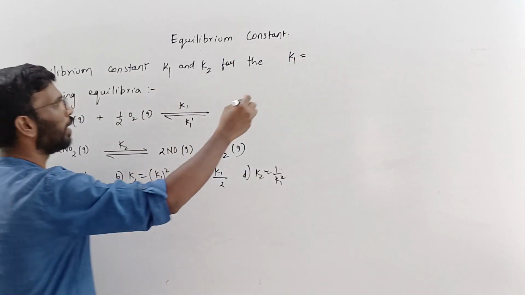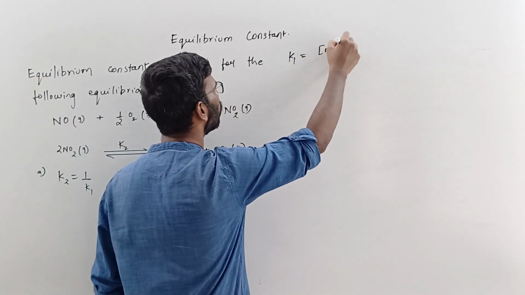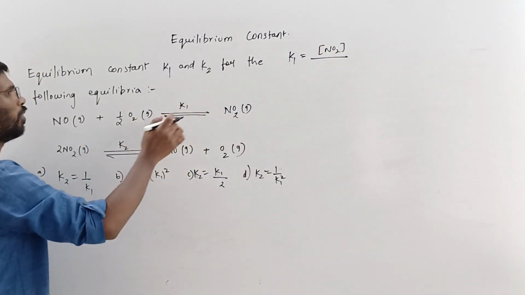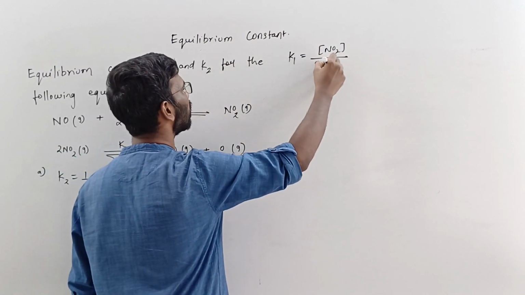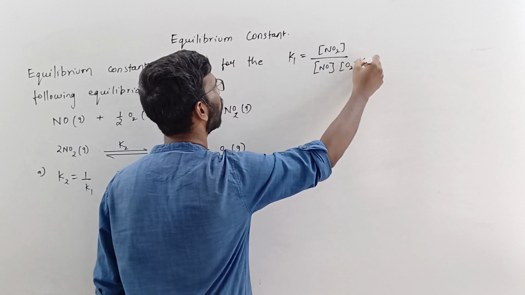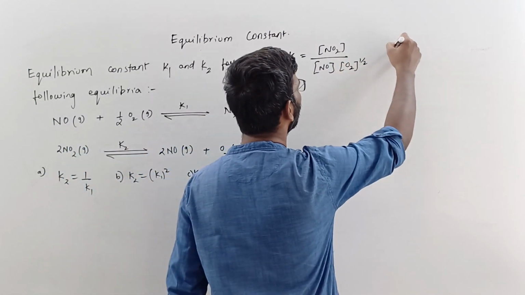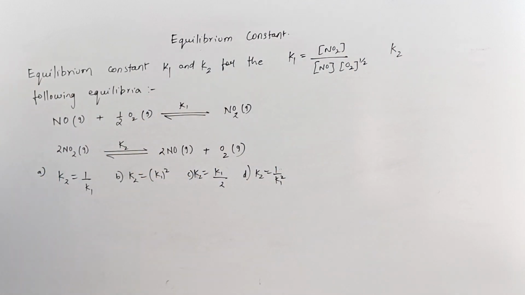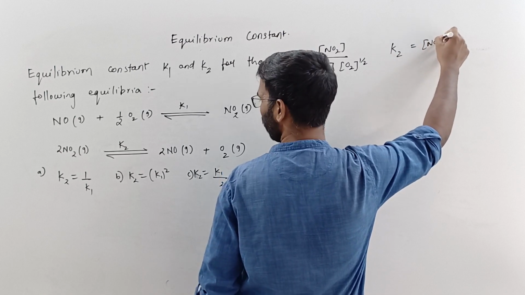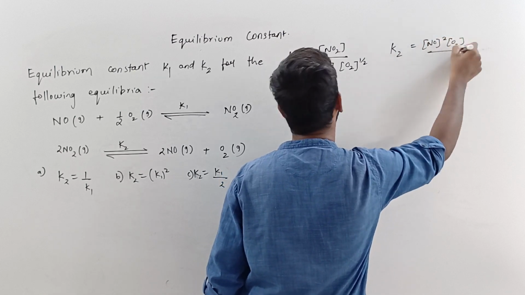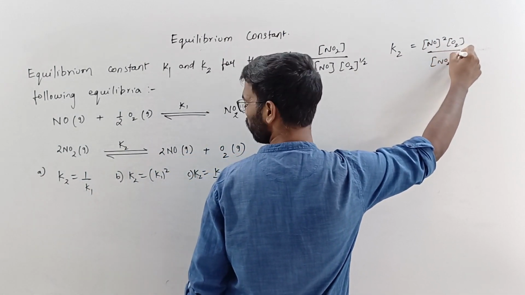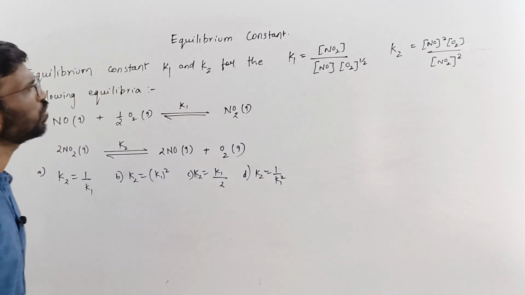K1 will be equal to the concentration of NO2 upon, like, formula product upon reactant, no? So this is NO and this is O2 raised to half. This is K1. And what is K2? K2 means I am talking with respect to this. What will K2 be equal to? K2 will be equal to NO raised to 2, and this is O2, and here NO2 raised to 2. This is what you are going to write.